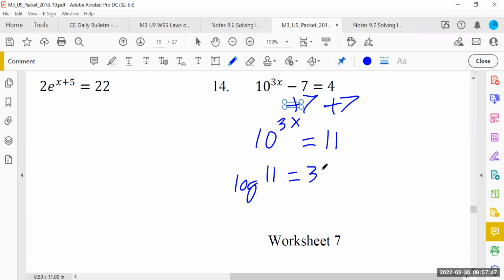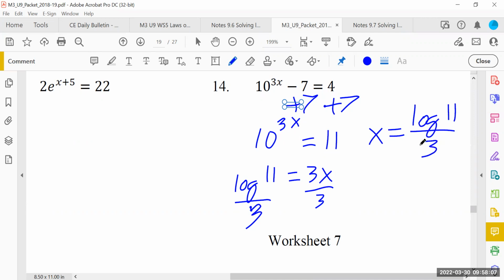Equals 3x. Yes, you can write the 10 or not. It doesn't matter because remember, that's the assumed one, if you don't put one, it's base 10. So you can put the 10 or not, either one's fine. Last step is to divide by 3. x is equal to log of 11 over 3. That should be just over 0.3, 0.347. Yeah.